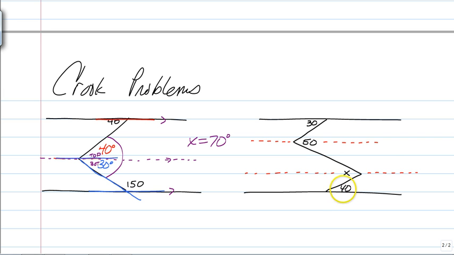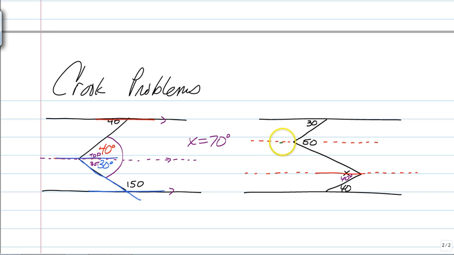And if you look, it's on opposite sides of the transversal, which means the lower portion of x is going to be 40 degrees because of alternate interior. So that's the easy part. Now you've got to somehow take this 30 at the top and work all the way down to the top part of that angle. So to do that, you need to work with this 50.